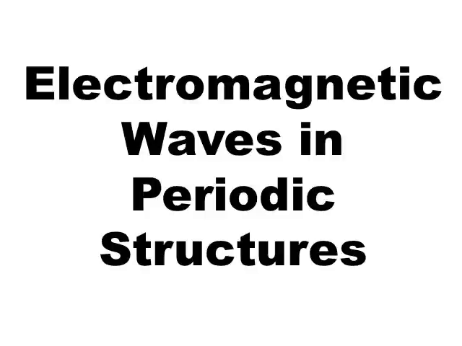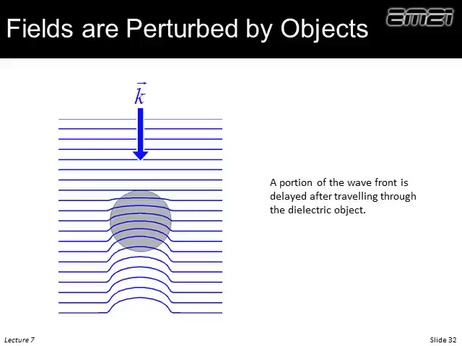Now let's talk about electromagnetic waves inside periodic structures. Before we get to that, let's say we have a dielectric rod and we have a nice uniform plane wave described by a K vector and it passes through that rod. Well, in the rod, that delays the wave. So we get a wave front that's deformed. But the wave front is deformed in a pattern that kind of looks like the original dielectric rod.